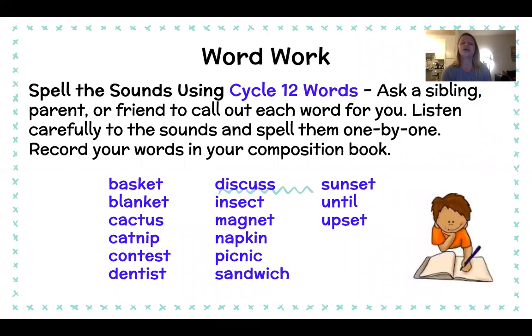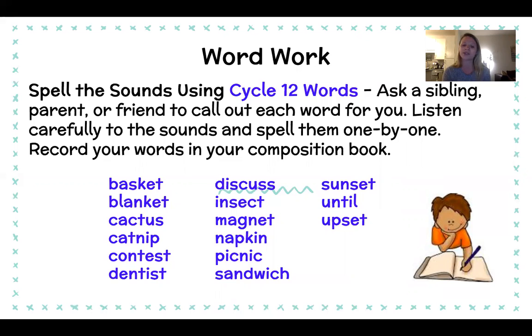Your word work. So it says spell the sounds using cycle 12 words. Ask a sibling, parent, or friend to call out each word for you. Listen carefully to the sounds and spell them one by one. Record your words in your composition book. So remember in cycle 12, these were 2-syllable words.